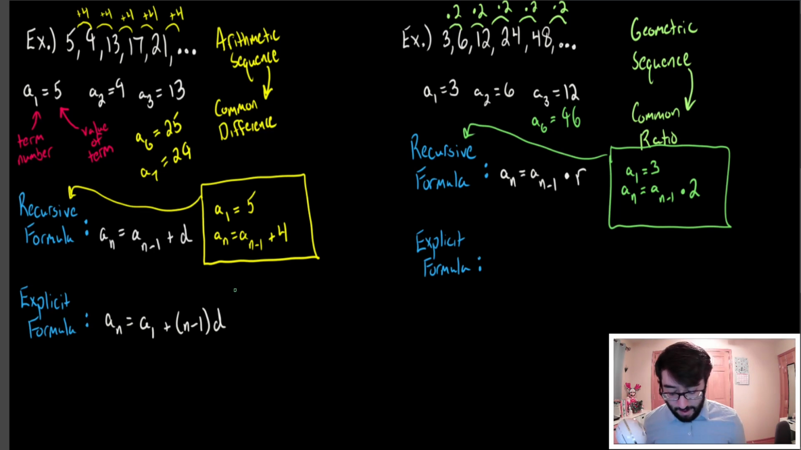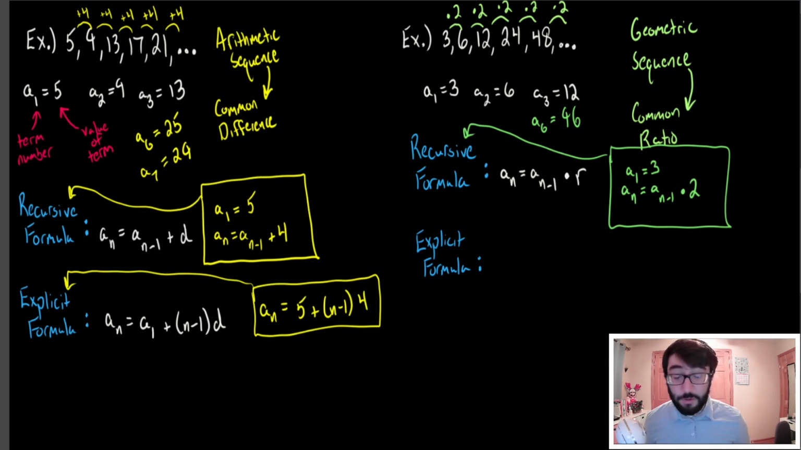So now, if I was to write what the explicit formula for this particular sequence would be, well, that would be a sub n is equal to, well, the first term is 5 plus n minus 1 times d. Well, d was 4. So this would end up being the explicit formula.